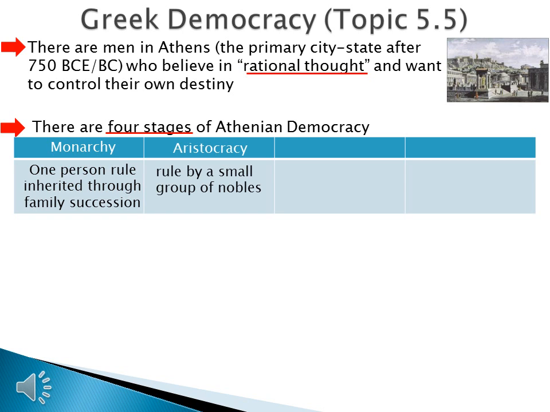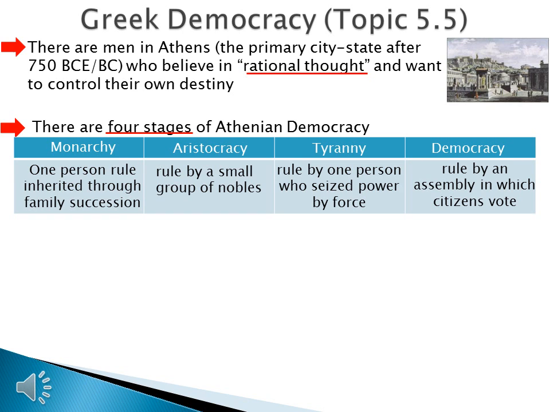That's ruled by a small group of nobles. In Sparta, that was oligarchy. Then we move into tyranny, ruled by one person who seized power by force. And finally we reach democracy, ruled by an assembly in which citizens vote.